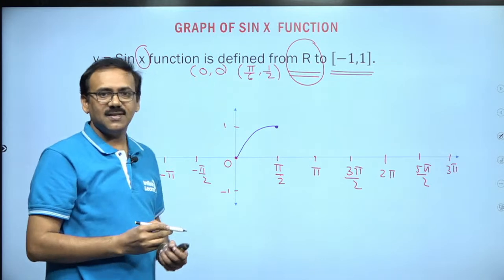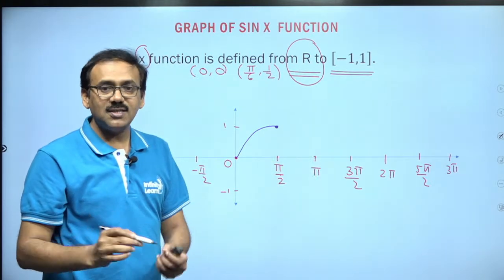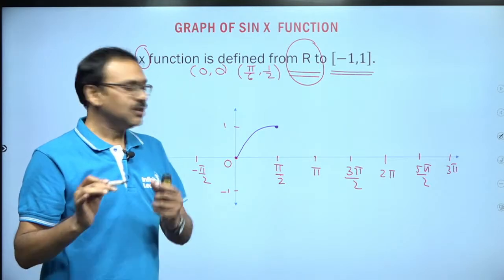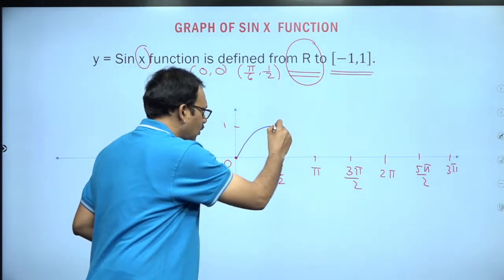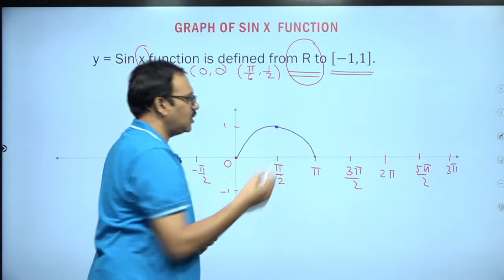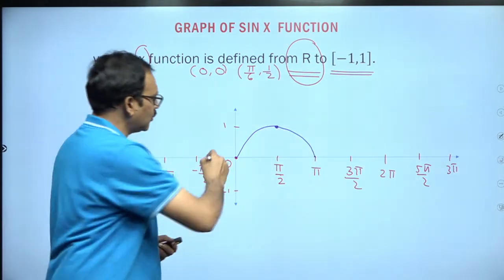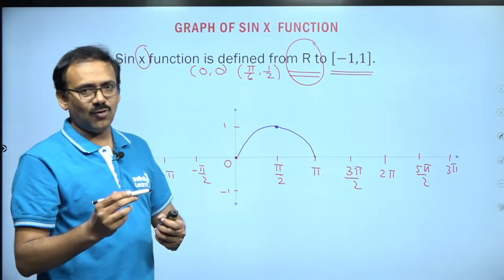Am I correct? Now from pi by 2 to pi, we are in the second quadrant, sine is still positive. So you just try to draw the graph of this, but it slowly decreases and comes to the number 0 when x is pi. So this is the graph of the sine function in the first quadrant and second quadrant.